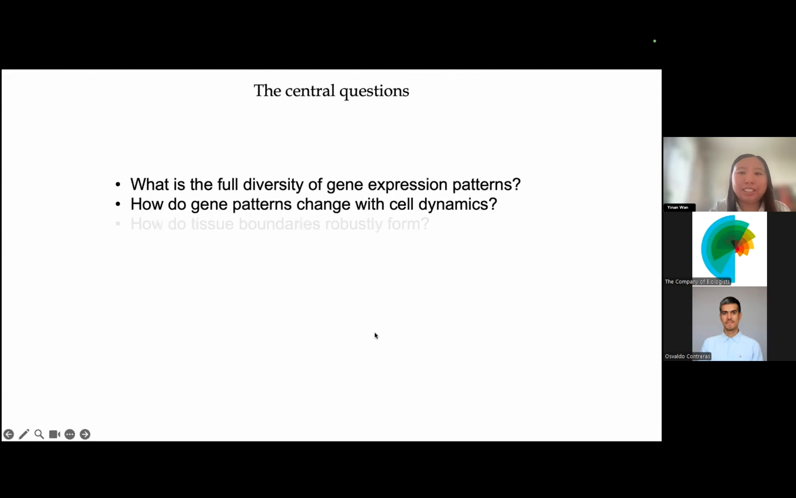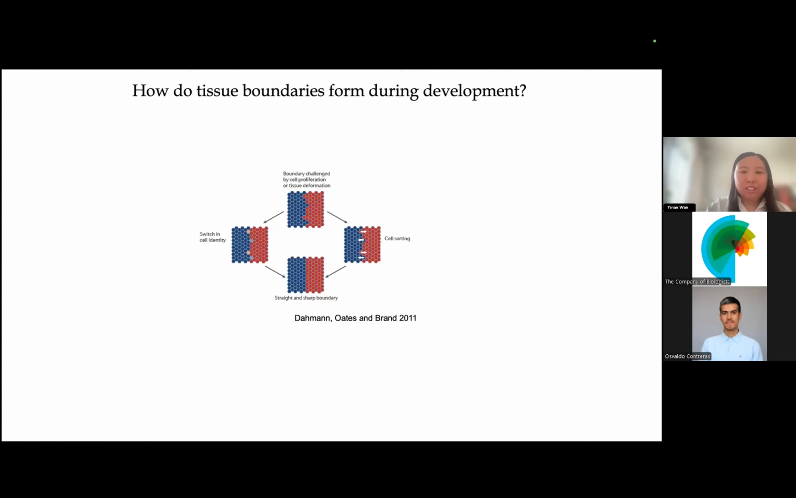Finally, I want to highlight a story about tissue boundary formation because it's the result of gene expression and cell movement. We know that during development, boundaries could be challenged by cell proliferation or noisy signaling environment. So there are two ways of forming a sharp boundary. Either you can switch the identity of cells to conform to their neighbors, or the cell fate could be pre-specified and the cells could move to the corresponding compartment through cell sorting. Which case is it in our early development?